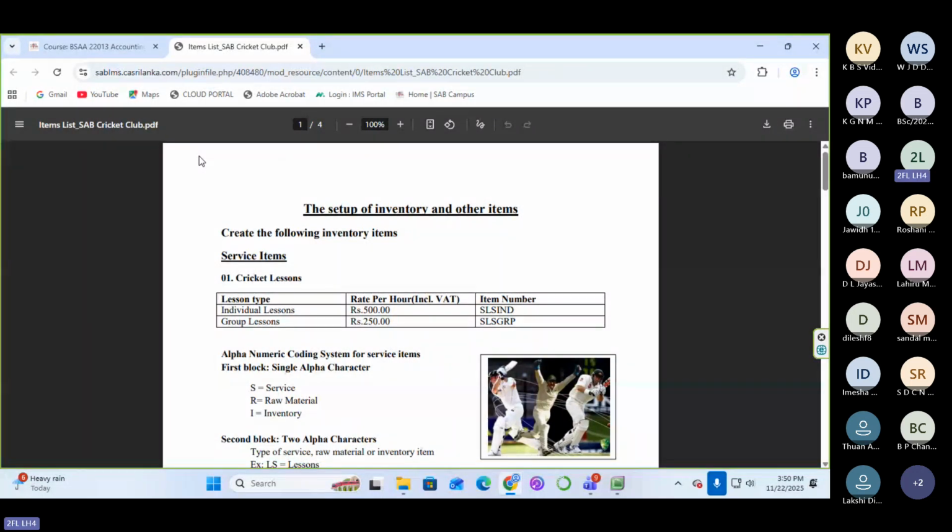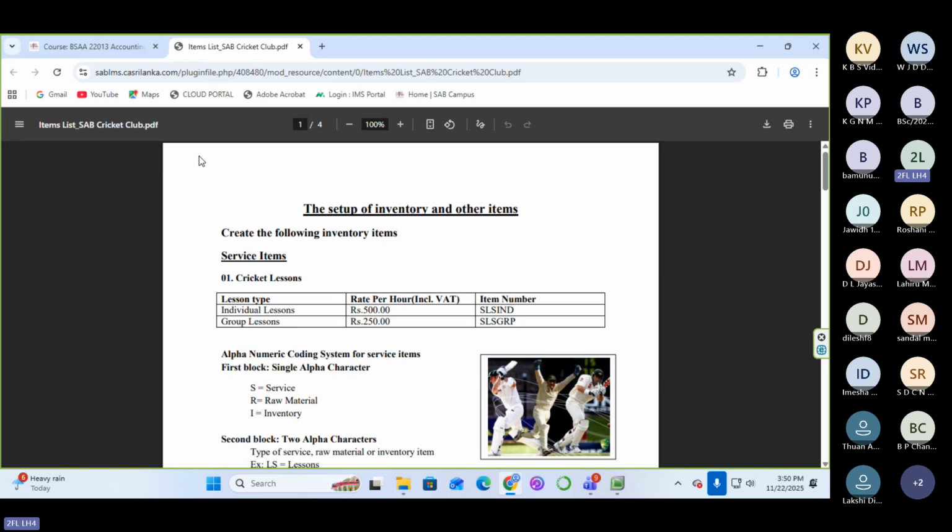What is the service average? S. The first letter S is for service. Okay, good. Very good. LS is for lessons. The first letter S denotes that it's a service. The next two letters denote that it's lesson.